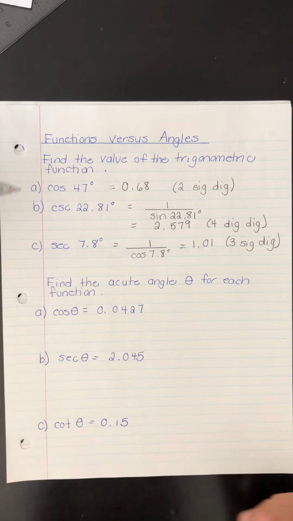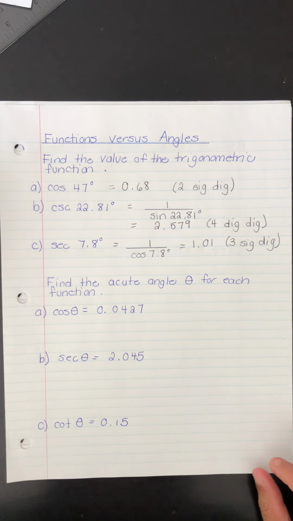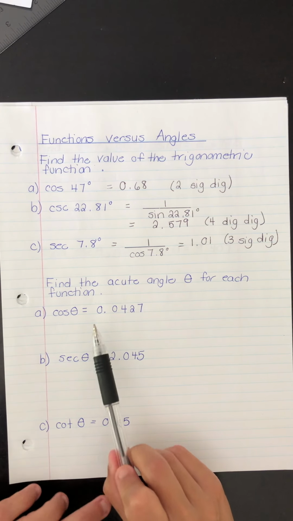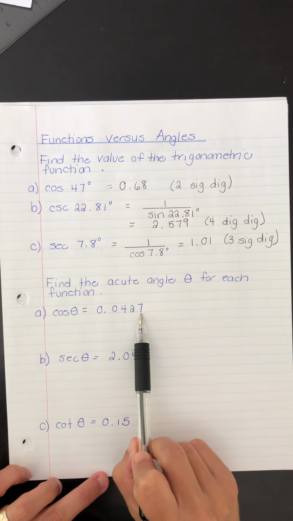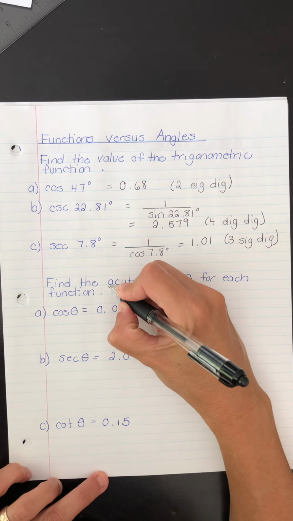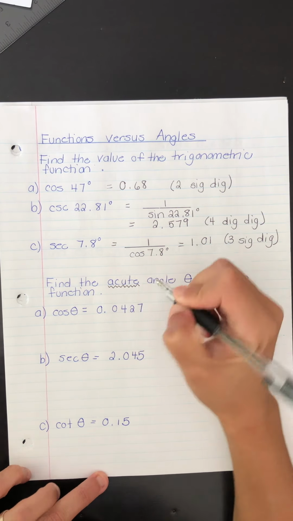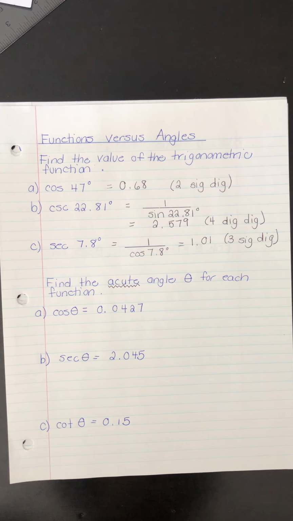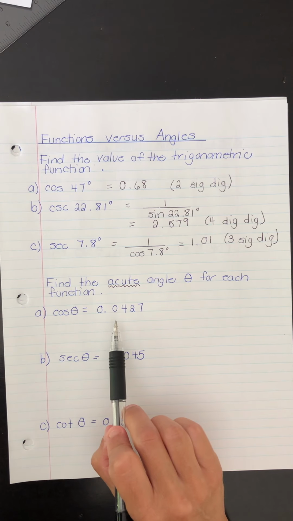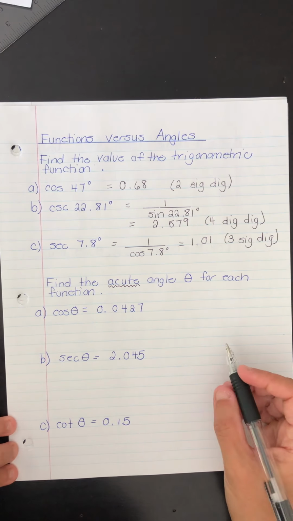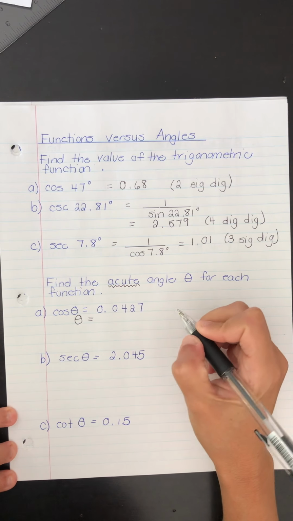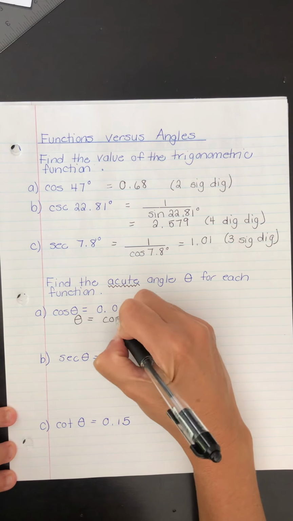Okay, so those are the first things we need to be able to do. Here's the next thing we need to be able to do. If you're instead given the value of a trig function, you should be able to work out the angle theta. Notice we're talking about an acute or quadrant 1 angle for now. Okay, so how do we do this? If we know the cosine of theta is 0.0427, we can work out theta by doing the inverse cosine.